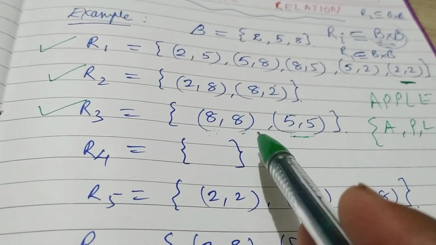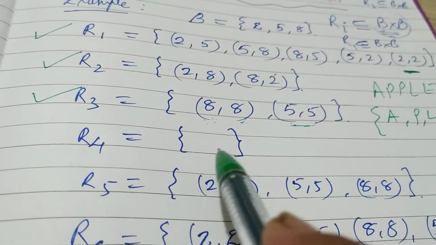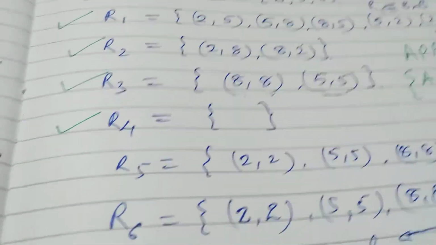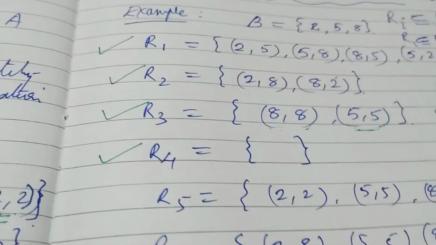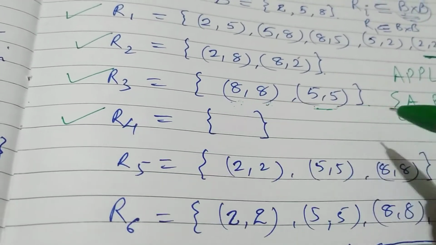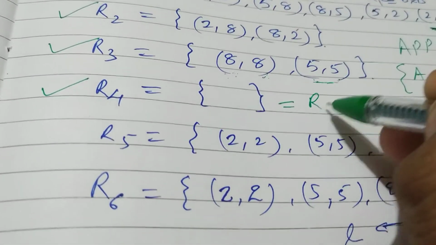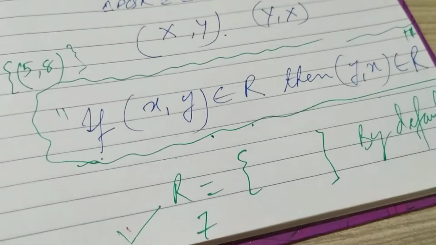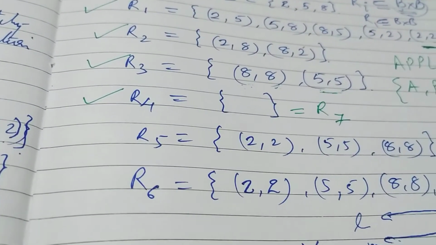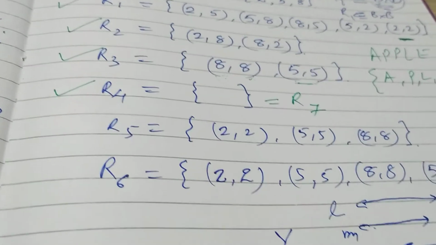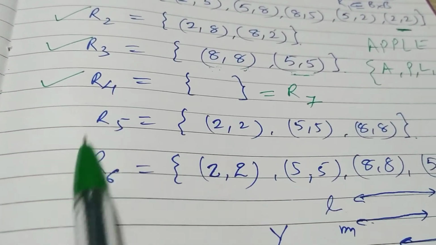We will see one more relation: the empty relation is always symmetric. Here R7 and R4 are equal, right? It is equal to R7, which we have discussed in the below part of the page. By default it becomes symmetric. Every empty relation is a symmetric relation. Now what is R5?